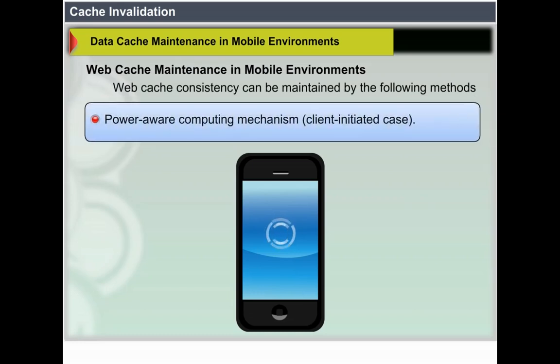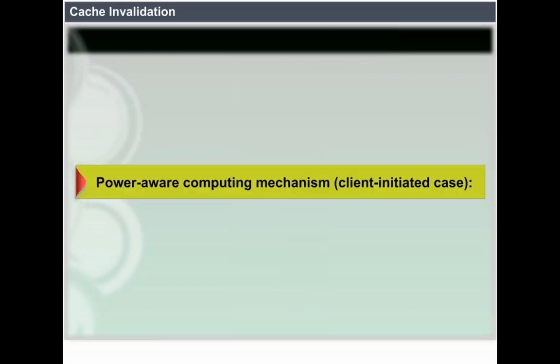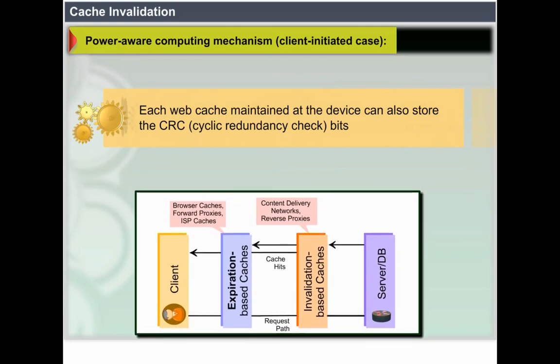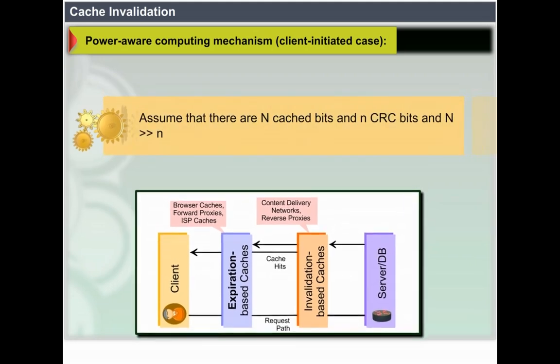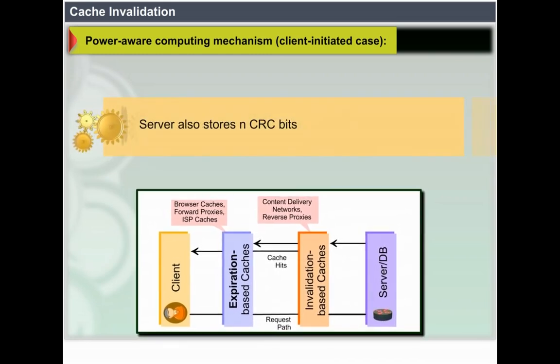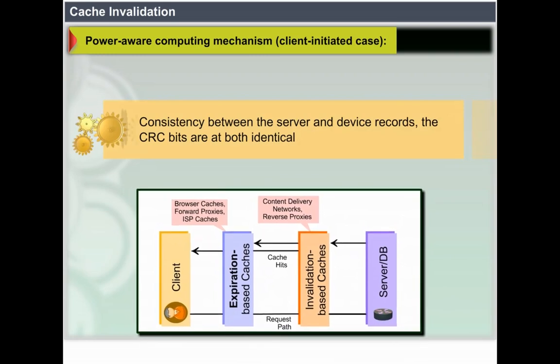Power-aware computing mechanism, client-initiated case. Each web cache maintained at the device can also store the CRC, cyclic redundancy check bits. Assume that there are n cached bits and n CRC bits, and n is greater than n. Server also stores n CRC bits. For consistency between the server and device records, the CRC bits are both identical.